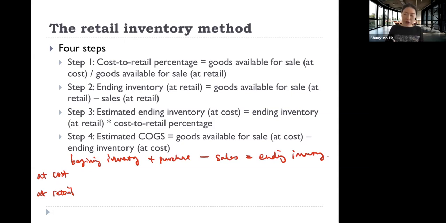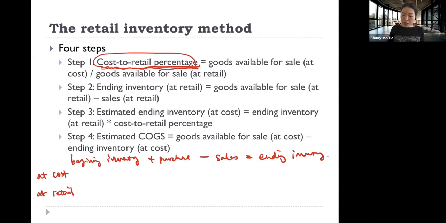Then for the retail inventory method, basically, step 1, we need to estimate a cost to retail percentage. So instead of the gross profit margin we had in the previous gross profit method, under the retail inventory method we use a cost to retail percentage. And this number needs to be calculated. There are different ways to calculate it, but here we'll talk about the general method.